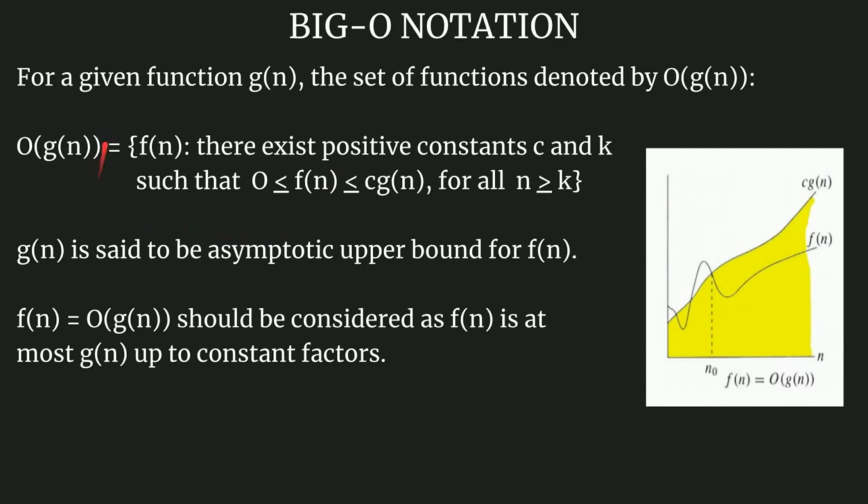If this is the case, that big O of g of n is denoted by this set of functions, g of n is said to be an asymptotic upper bound for f of n. f of n is equal to big O of g of n should be considered as f of n is at most g of n up to constant factors.